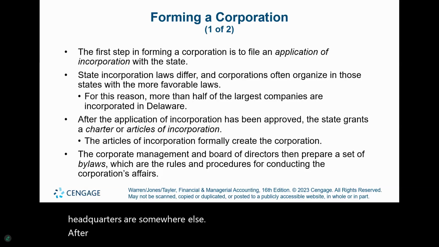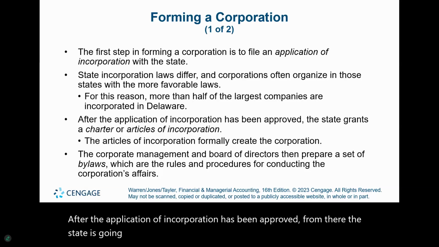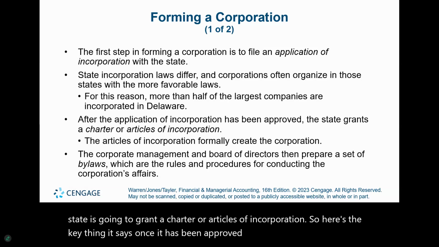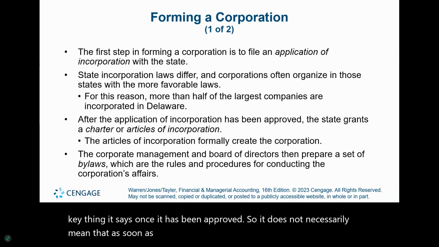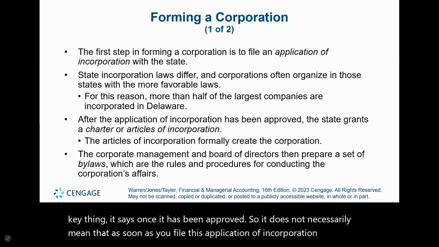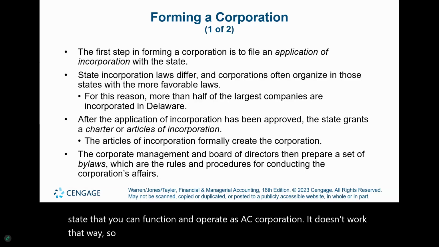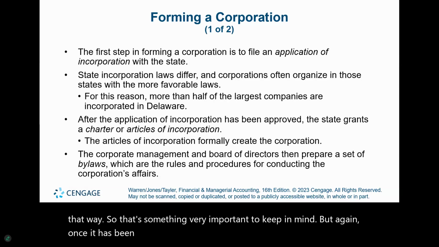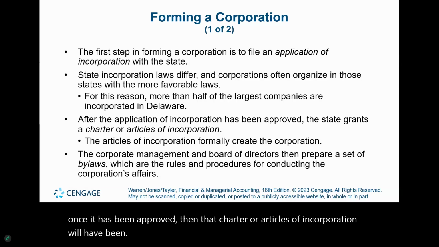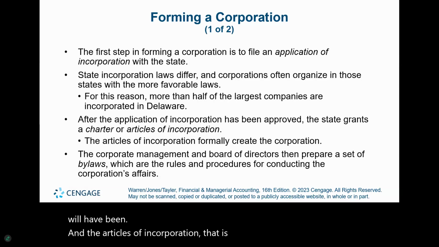After the application of incorporation has been approved, the state is going to grant a charter or articles of incorporation. So here's the key thing: it says once it has been approved. It does not necessarily mean that as soon as you file this application with the state, you can function and operate as a C corporation. It doesn't work that way. That's something very important to keep in mind. But once it has been approved, then that charter or articles of incorporation will have been granted, and the articles of incorporation are what formally creates the corporation.